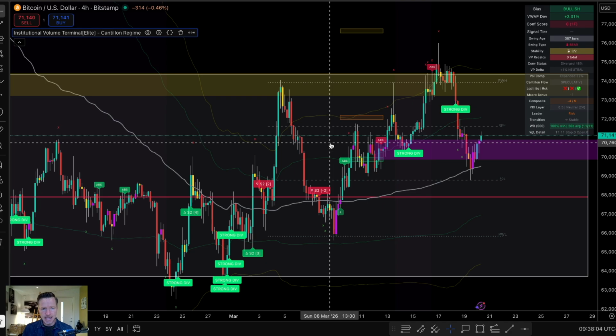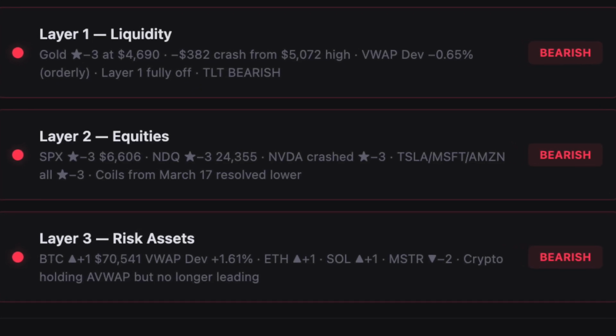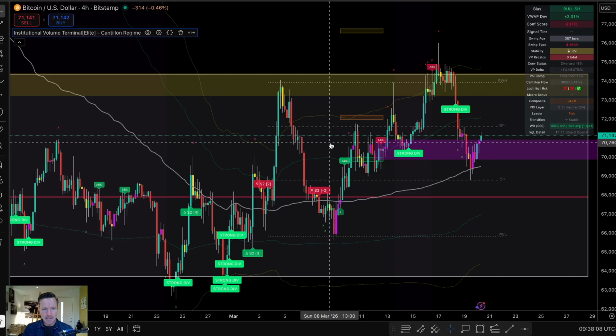That's the coil energy converting into price movement. Now, what's telling? Every equity is -3 right now. Nasdaq is maximum bear. Every Mag 7 name is maximum bear. If BTC were behaving as a pure risk asset, it would be -3 alongside them. It is not. It's +1 and it's holding above AVWAP, decoupled from tech. That decoupling is the digital gold personality showing up. In a speculative regime where equities are distributing, BTC is holding its monetary premium.